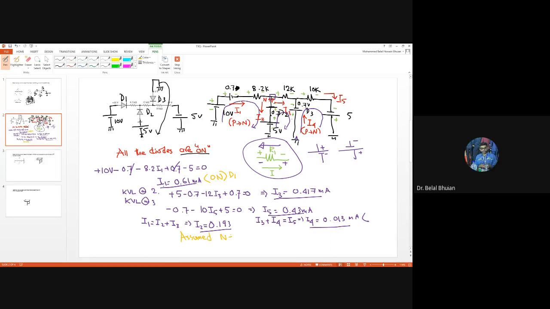N to P. But what is the value that we have got? I2 came to be positive. What does positive mean? তার মানে হচ্ছে our assumed current direction and the calculated current direction are in the opposite way. Opposite? No, minus থাকলে opposite হতো.